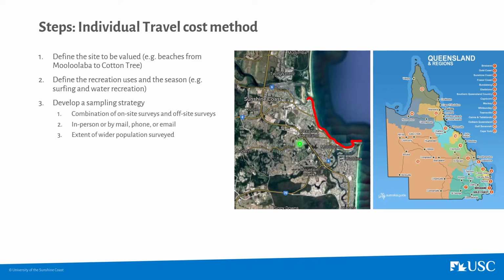Now, when we survey people off-site, we have different issues in that we might survey a bunch of people from Brisbane who don't go there, who don't have any travel costs associated with it. But anyway, commonly we use a combination of on-site and off-site surveys to get a larger representative sample of the people that would be traveling to that site in a particular year.